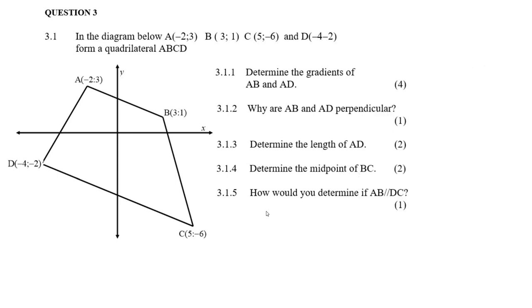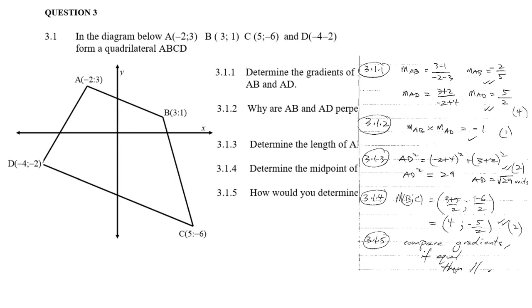And then how would you determine if AB is parallel to DC? Well, what I'd have to do is look at their gradients. And if their gradients were the same, then they'd be parallel. Well, there's that question all done there. 3.1 all done.